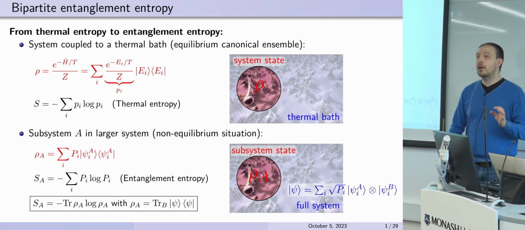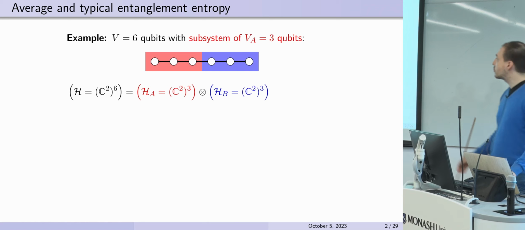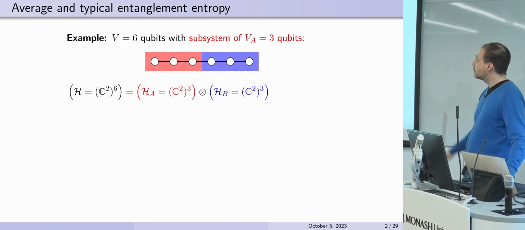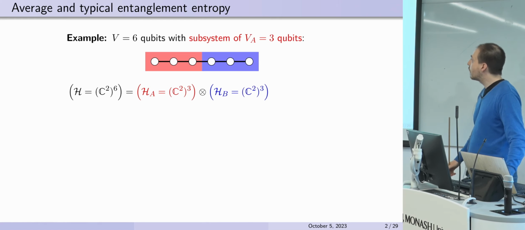Let's look at an example of what we are doing. Let's look at 6 qubits, illustrated here. We split our system into 2 equal halves, 3 qubits there, 3 qubits in the subsystem B. For each qubit, we have a 2-dimensional Hilbert space, C^2, and in total we have 6 of them. So overall we get a 64-dimensional complex vector space, this Hilbert space.